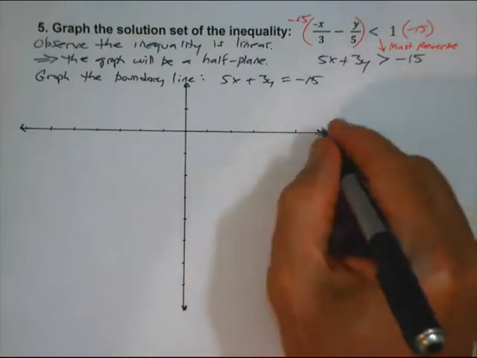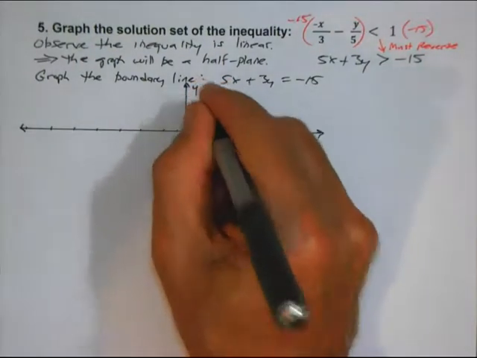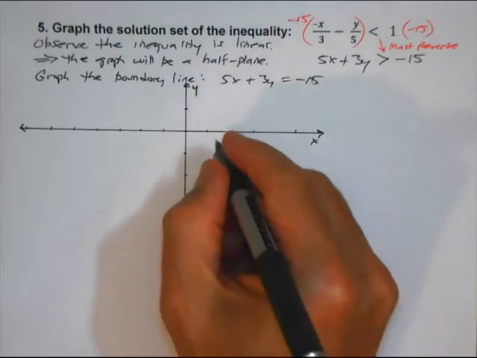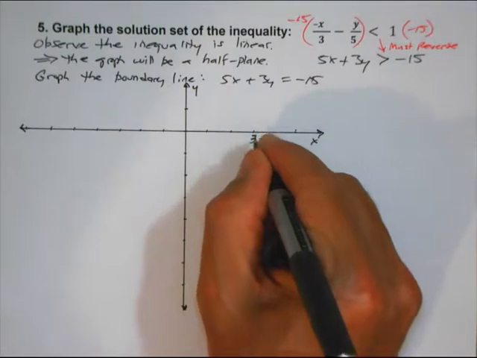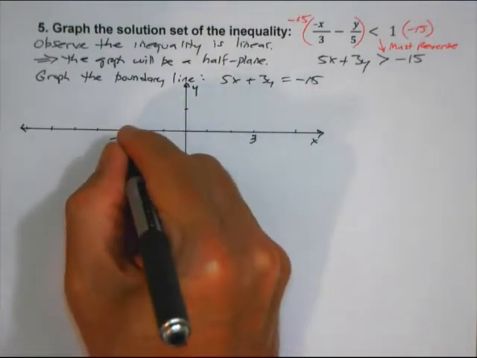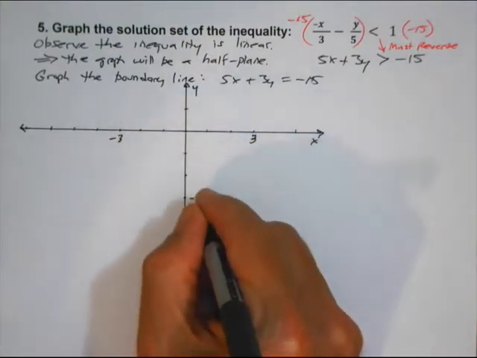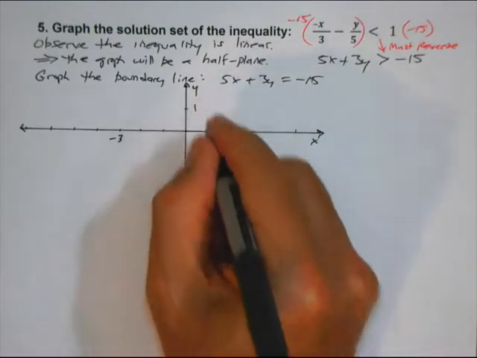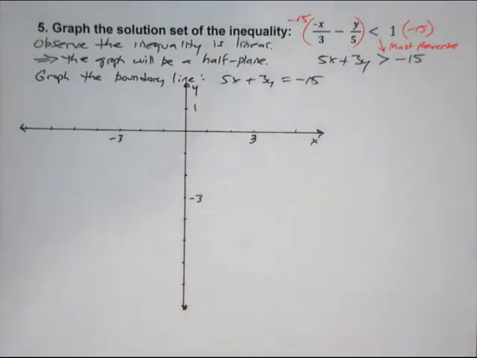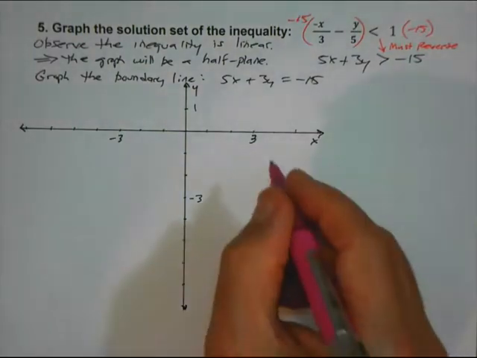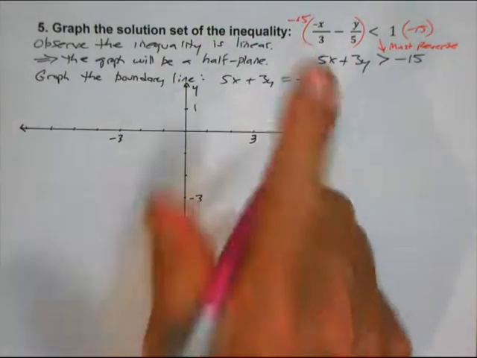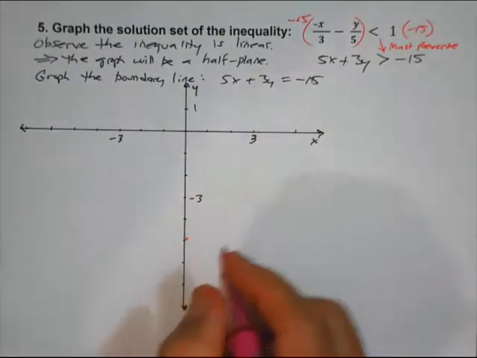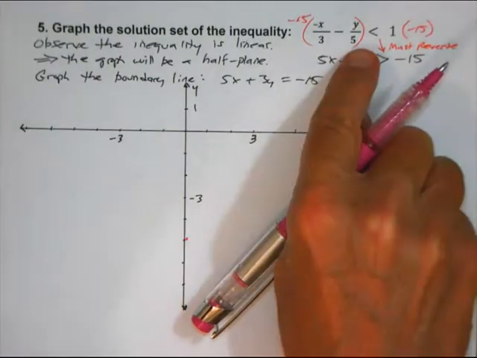Okay, labeling the axes. X is here, y is here. Scaling the axes, 1 centimeter equals 1 unit. 3, negative 3, negative 3, 1. Okay, now in a contrasting color, let's get this boundary line graphed. X is 0, y is negative 5. Y is 0, x is negative 3.